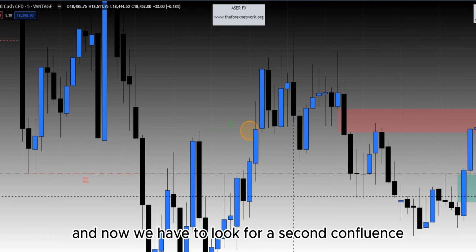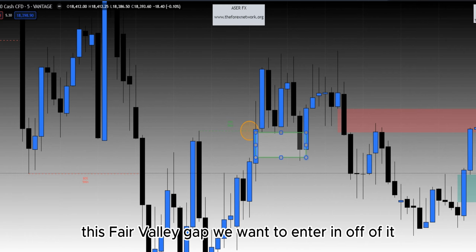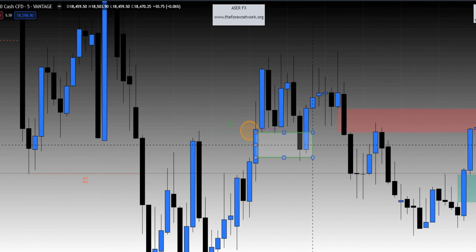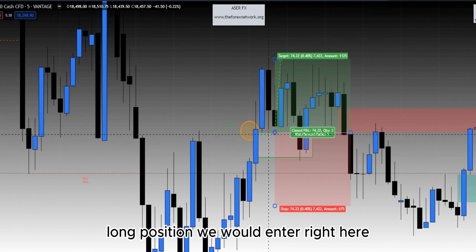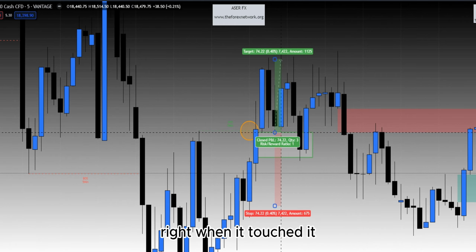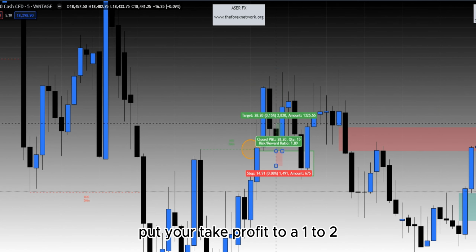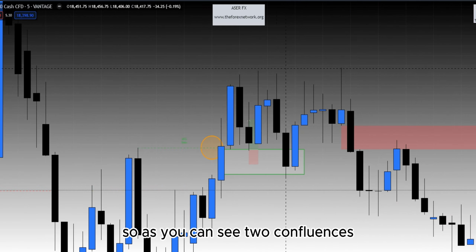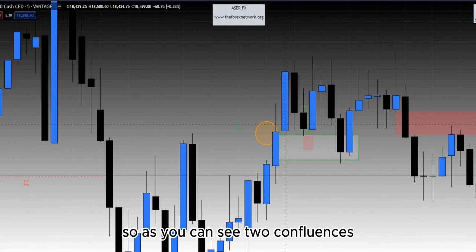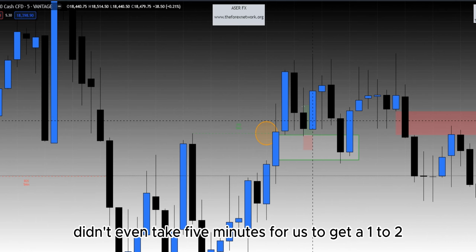And now we have to look for a second confluence, which is right here. This fair value gap. We want to enter off of it. For a long position, we would enter right here, right when it touched it. I like putting it on the middle. Put your take profit to a 1 to 2. Beautiful. As you can see, two confluences, a beautiful trade on the 5-minute time frame. It didn't even take 5 minutes for us to get a 1 to 2.